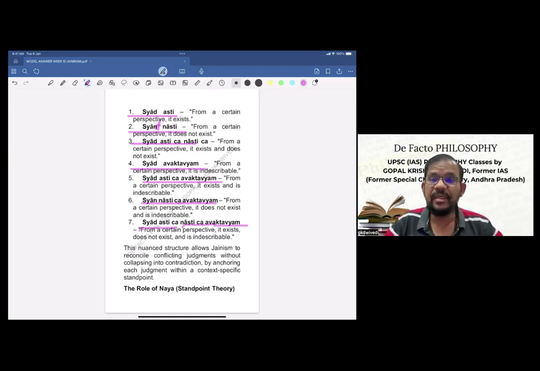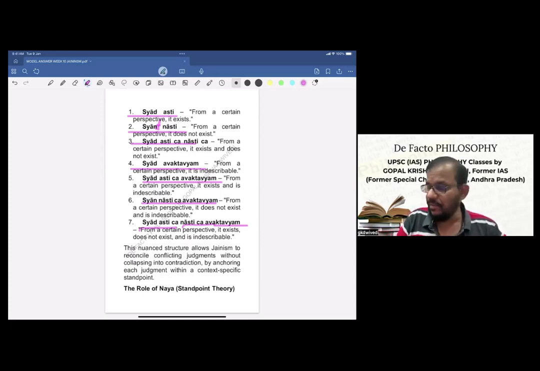Now this allows Jainism to reconcile conflicting judgments without collapsing into contradiction by anchoring each judgment within a context-specific standpoint. As I told, for them each judgment is relative, each judgment is contextual, no judgment is absolute. So this Saptabhangina theory helps Jainism to state that standpoint.